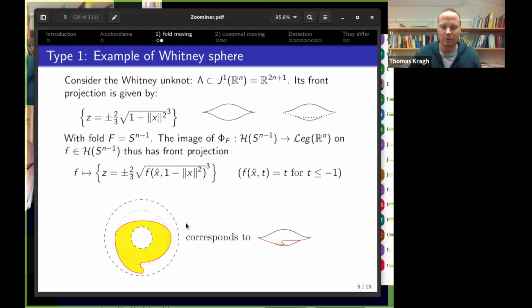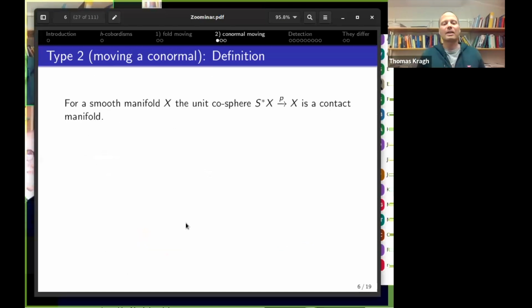So any other questions? Because this was the first type of maps and the example I was going to give of this type of map. Okay. So the second type of maps are moving a conormal.